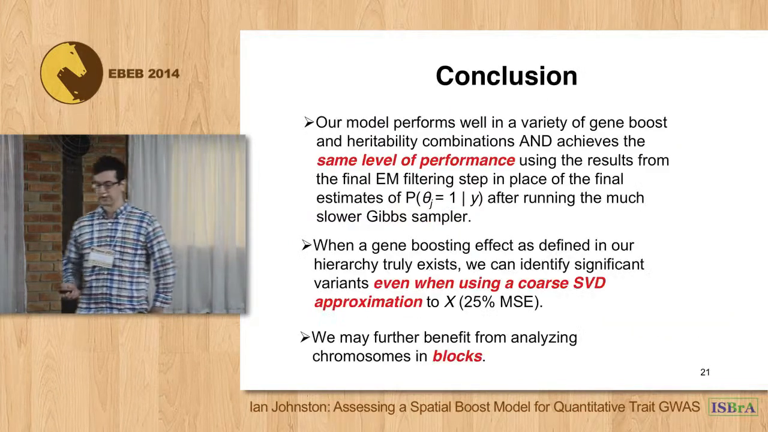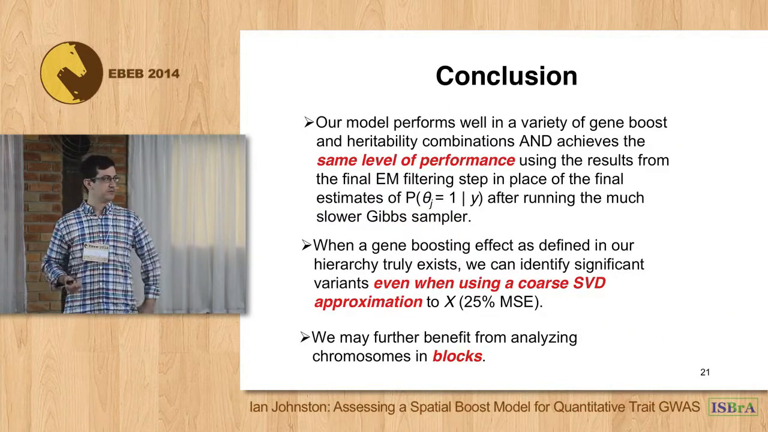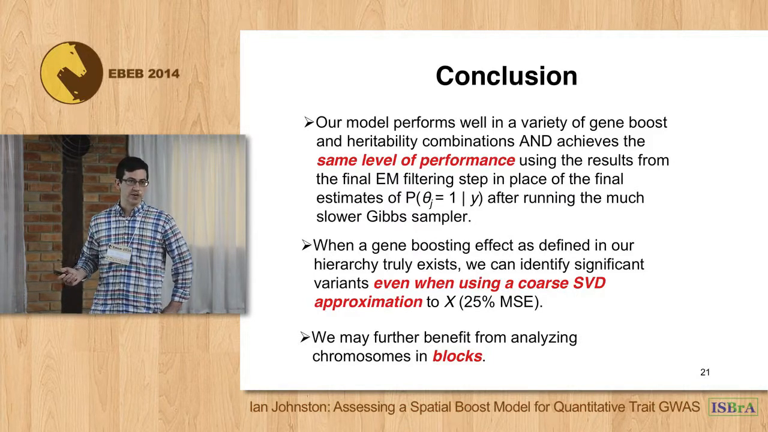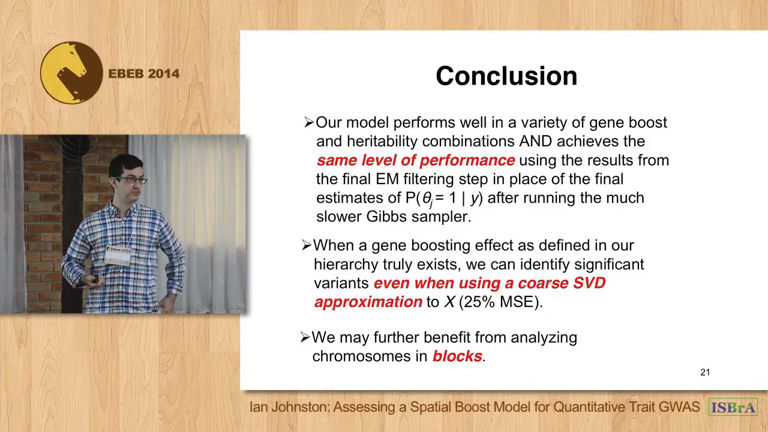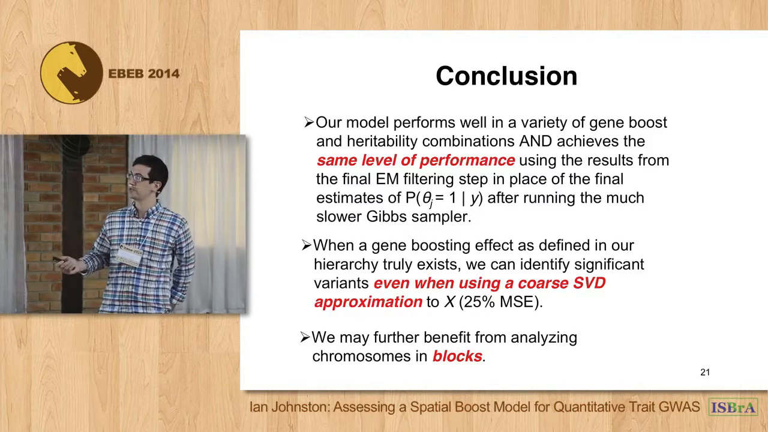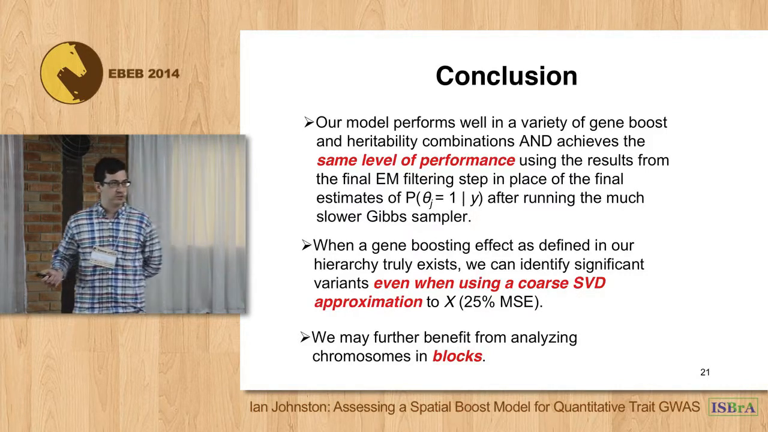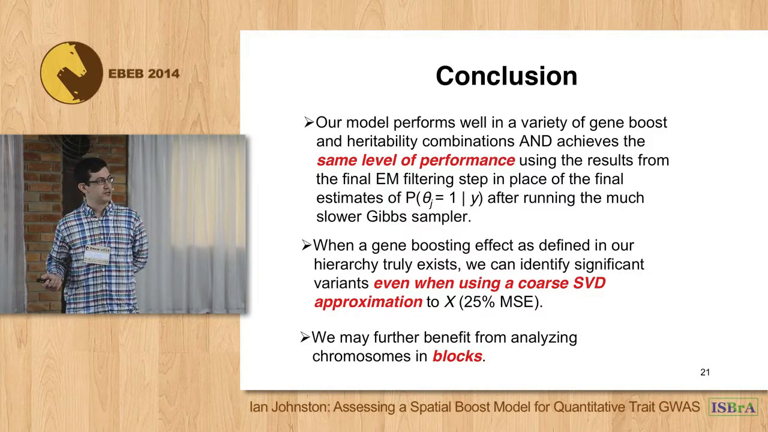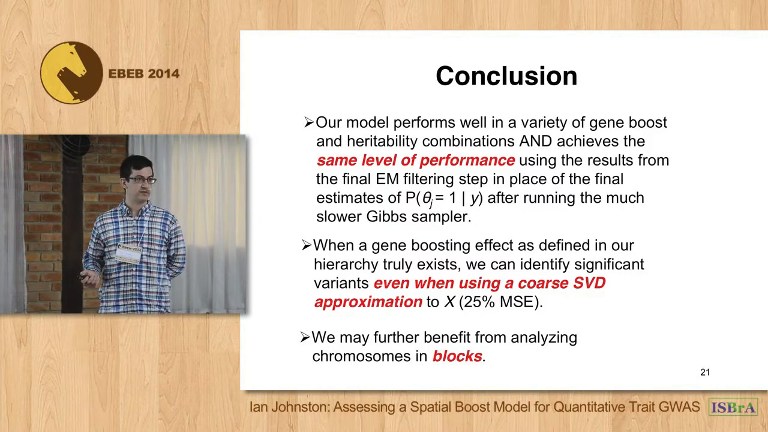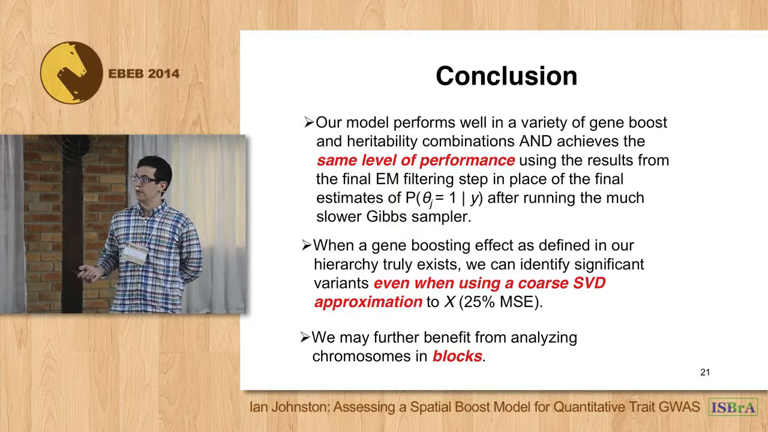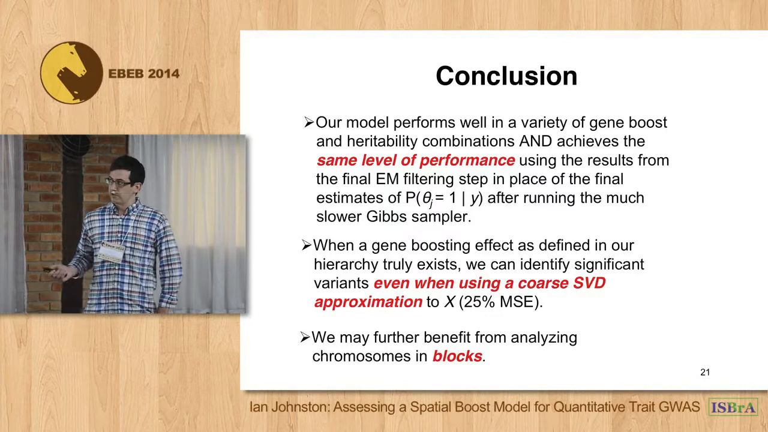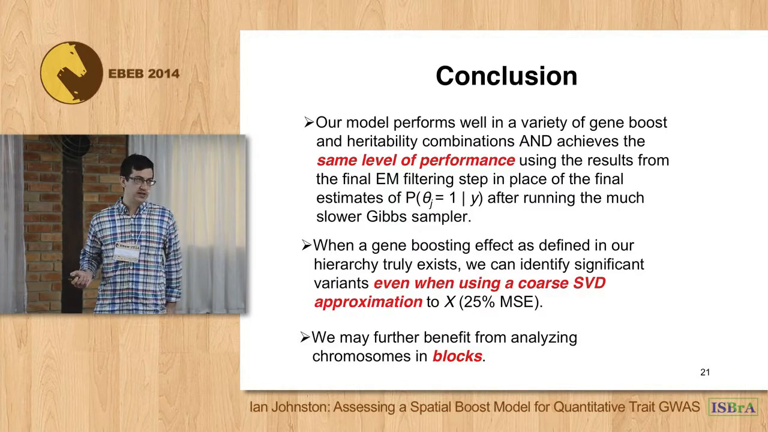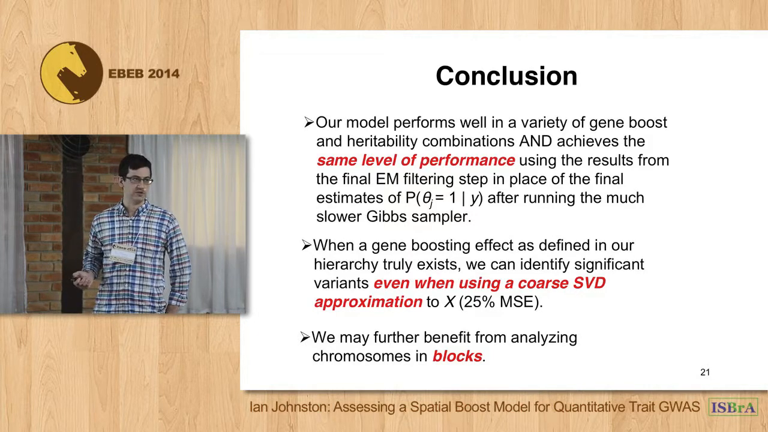Okay, so just to wrap up, the real important points that we've seen in this analysis are, first of all, that we have this fast way, through our EM algorithm and the SVD approximation, of fitting our spatial boost model for these quantitative traits. We've seen that when we use our final results from the EM filtering step, we see roughly the same level of performance as when we use our final results from the Gibbs sampler, which is much slower. That's nice. When we do have a gene boosting effect, as we have it defined in our hierarchy, we can recover these signals even when we use a coarse approximation to X, a large tolerance for mean squared error.